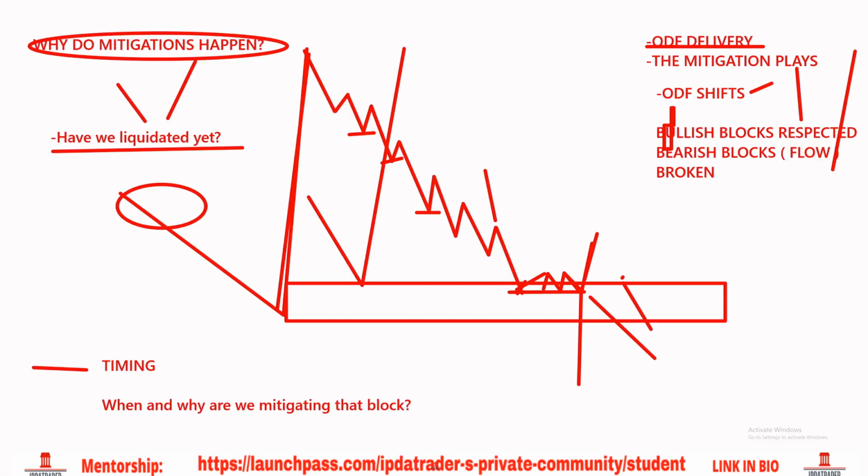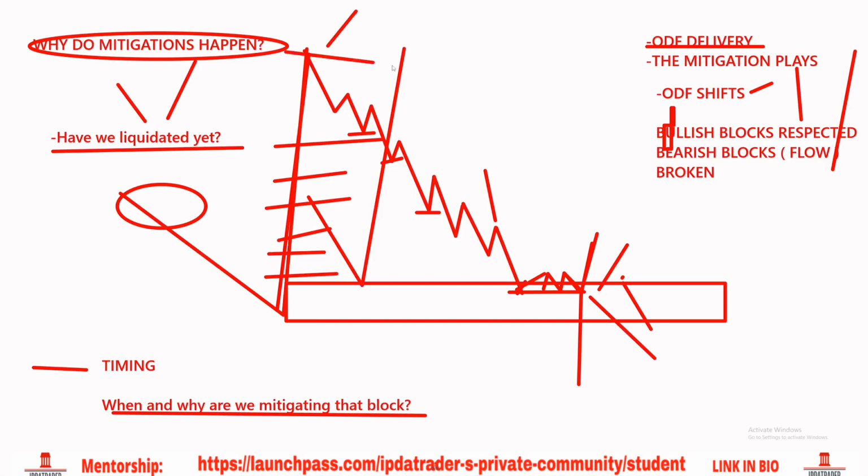That is a question that you want to be asking yourself when monitoring a mitigation. If you're mitigating this block and it's New York open and we've manipulated people on the way down and we've filled imbalances on the way down and we've got an Asian pool over here on top, then you need to be asking yourself, what is the probability that this block is going to be holding and this liquidity on top is going to be run, right? Those are key ideas that you want to be understanding extremely well.